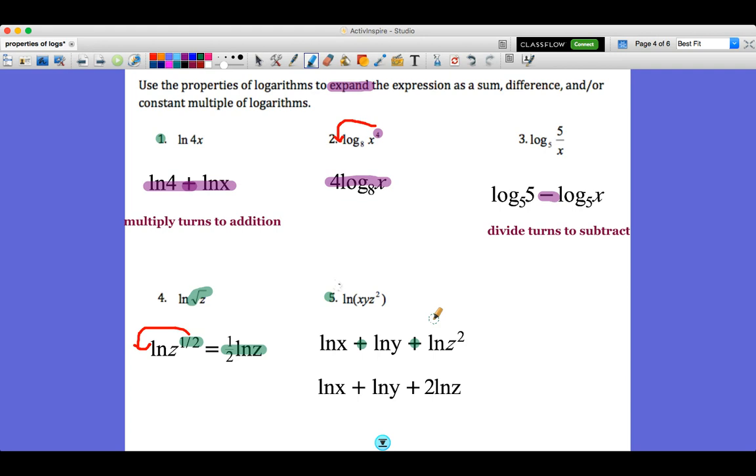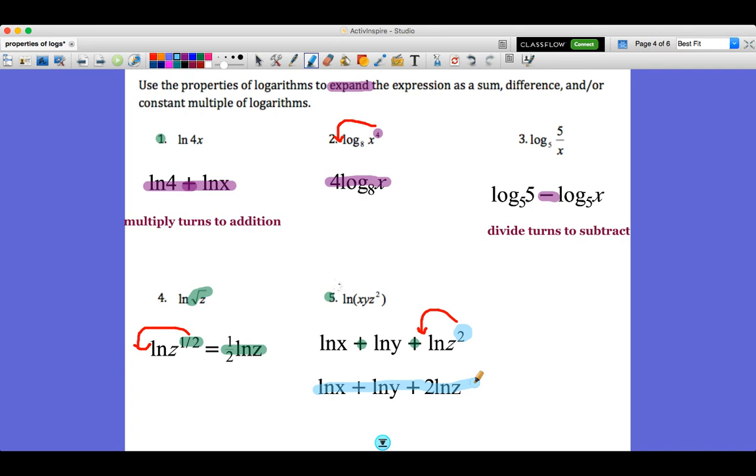Second step, we notice that we have an exponent. So we have a 2 attached to our z. So our last step here, we have to rewrite our last natural log so that 2's in front of it. So our final answer for number 5 would just be ln of x plus ln of y plus 2 times ln of z. So last step there, we had to move that exponent to the front.